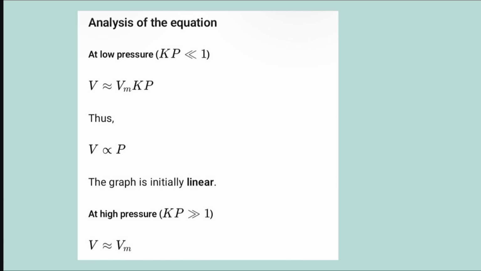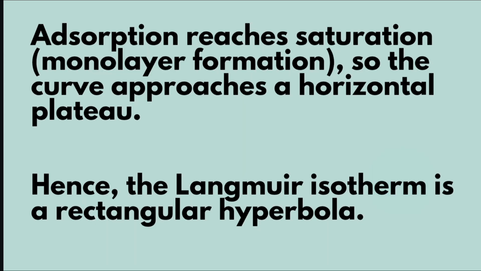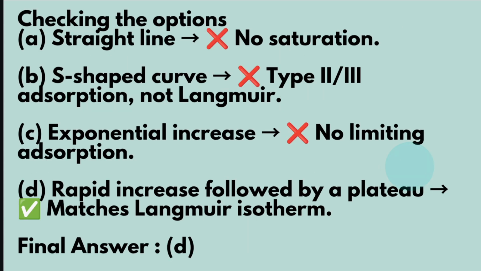At high pressure, Kp greater than 1. So, V is equal to Vm. So, adsorption reaches saturation, monolayer formation. So, the curve approaches a horizontal plateau. Hence, the Langmuir isotherm is a rectangular hyperbola.